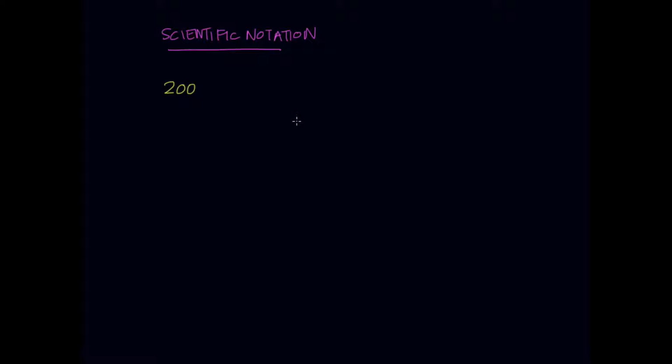The first thing you need to know is scientific notation is in the form of n times 10 to the n, let me say. And this value of n here has to be between 1 and 10, so it's greater than or equal to 1, but less than 10. It can equal 1, but it can't equal 10. So what am I talking about?